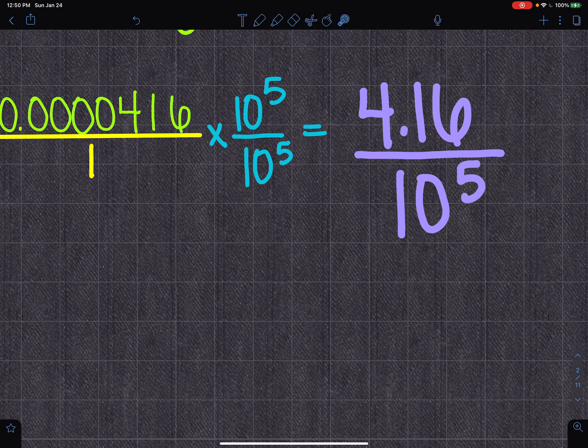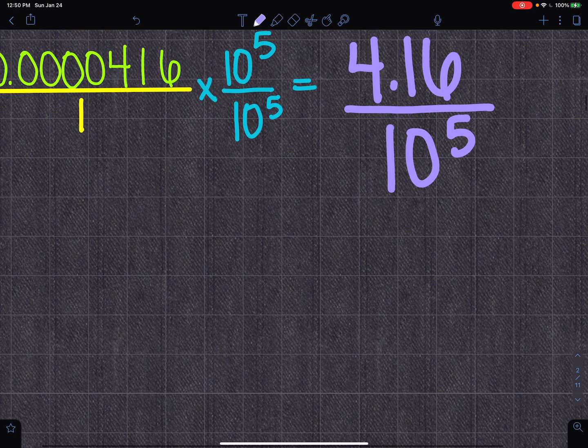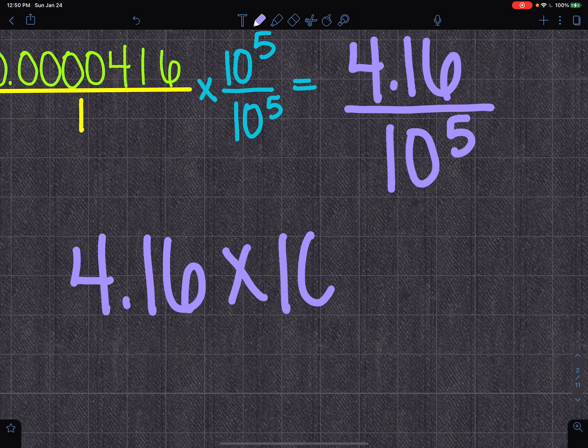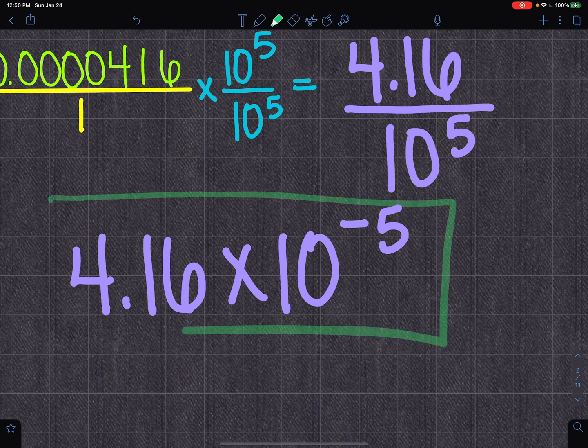Now you know, and I know, that when you have something like this on the bottom, you can change the exponent and move it to the top. So scientific notation would turn this number into 4.16 times 10 to the minus 5. And this is your final answer. This is scientific notation. It's the same as that tiny, tiny number.